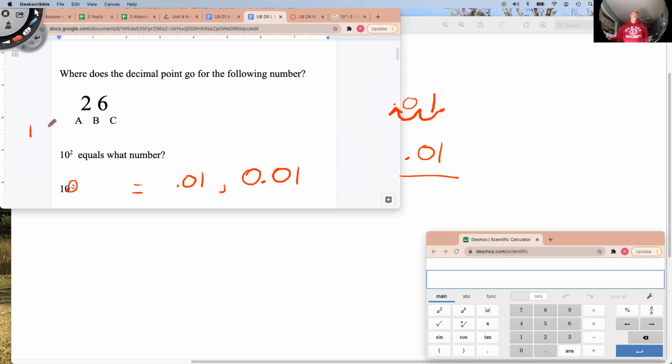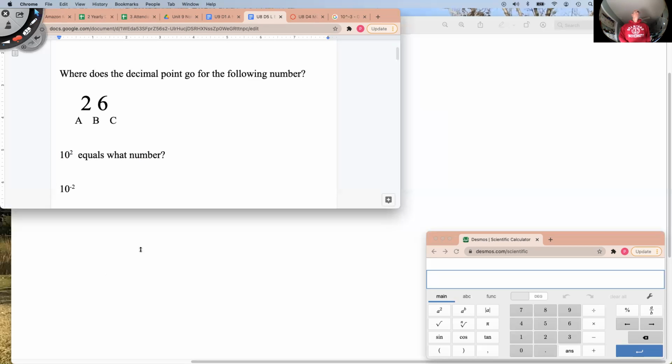This number is called hundredth. 10 squared equals 100. 10 to the minus 2 equals hundredth. Notice they both have a 2, and they're both 100. Just one has a "th" on the end, hundredths. All right, so let's take a look.